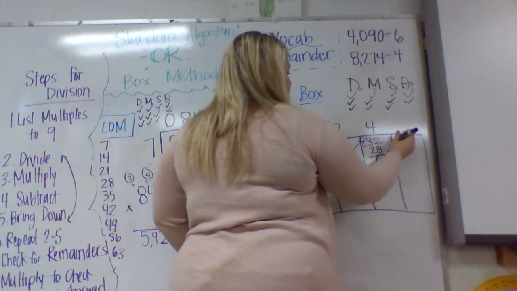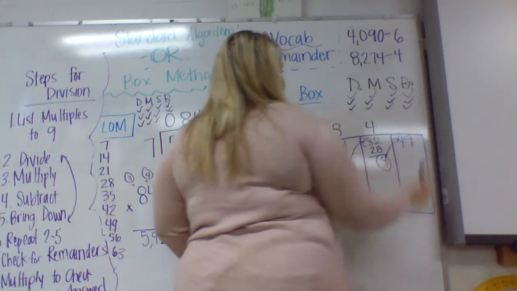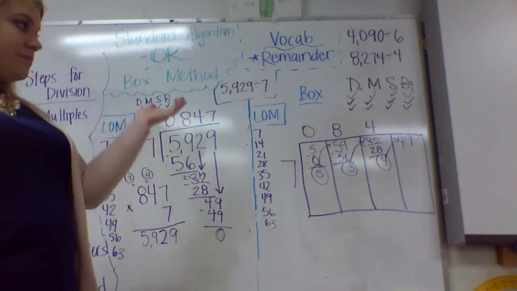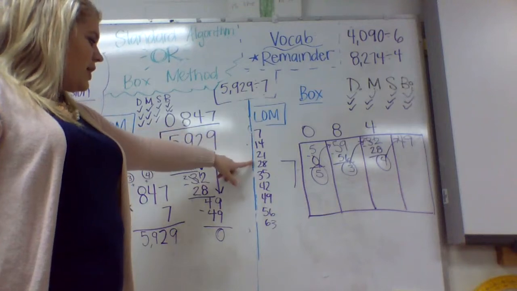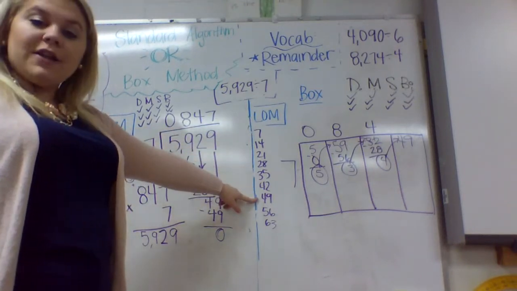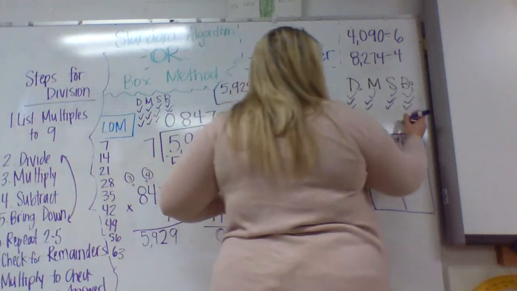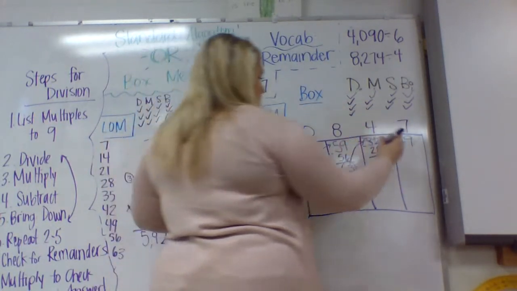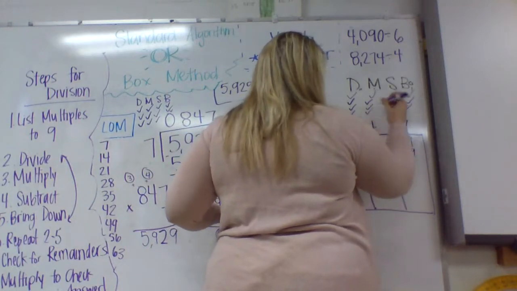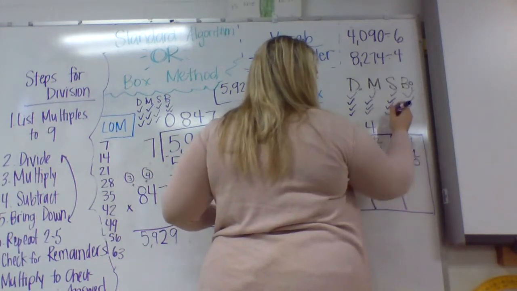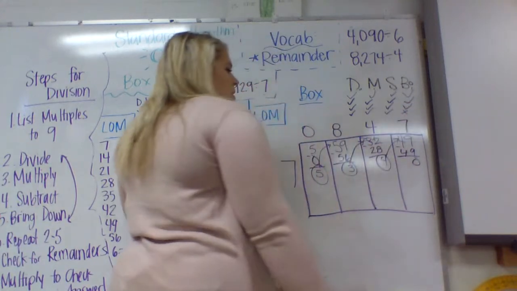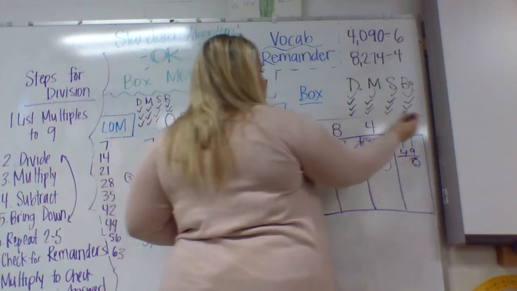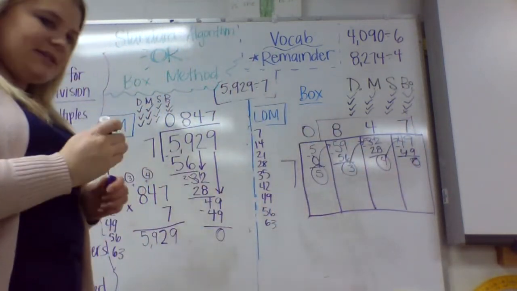Now I still have somewhere to bring my 4 over to. I have check marks all the way across, so I'm ready to start over. I'm looking for 49 or as close as I can get. I know that I can get exactly 49, and that is 7 times. So 7 can go into 49 7 times. 7 times 7 is 49. 49 minus 49 is 0. I have nothing left to bring over, and I have 0, so I have nothing to bring up. So my quotient is 847.